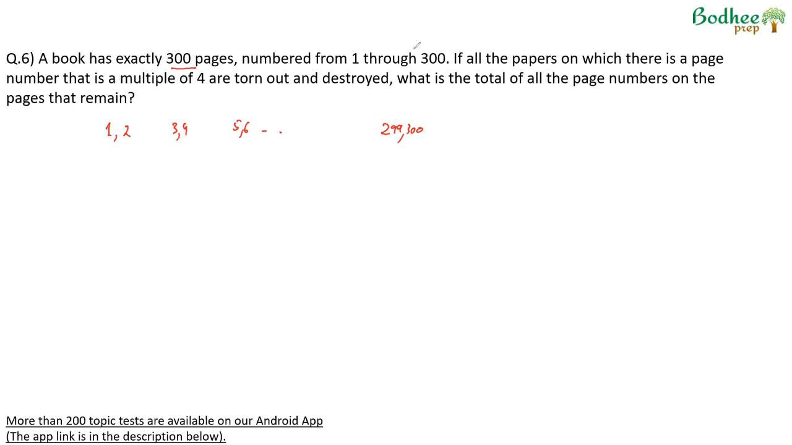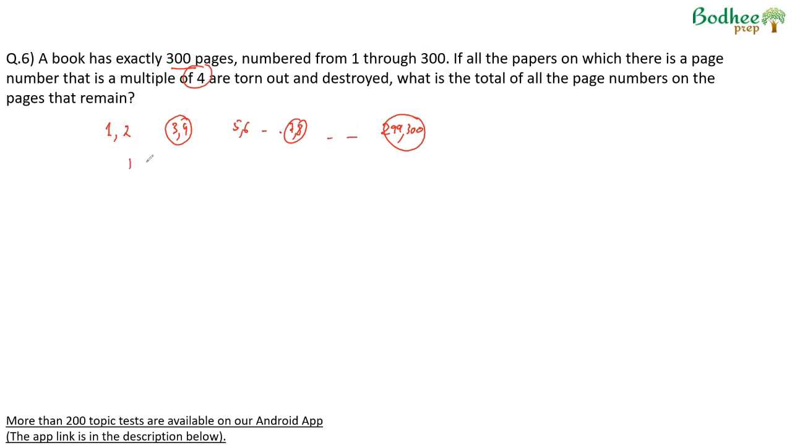If all the pages on which there is a multiple of 4 are torn out, so this page is gone, 7, 8 is gone, and so on. So is 299, 300, that is also gone. What is the total of all the page numbers on the pages that remain?